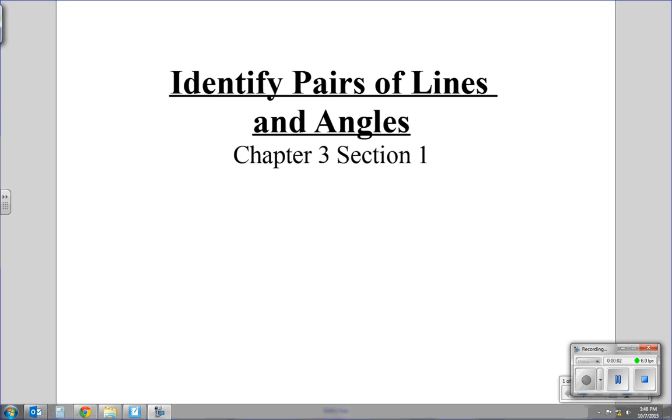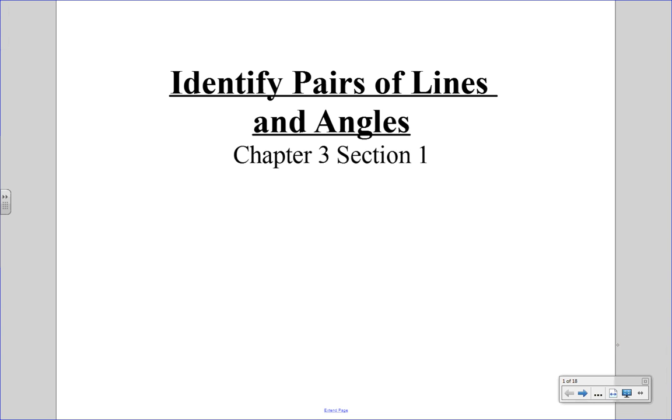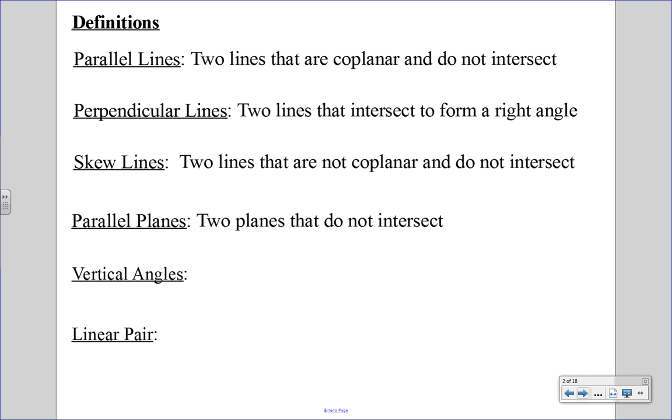Today I'm going to talk about identifying pairs of lines and angles. Okay, first thing I'm going to do is go over a few definitions. Parallel lines are two lines that are coplanar and they do not intersect. And we always have those two arrows to identify that they are parallel. That tells us those are parallel.